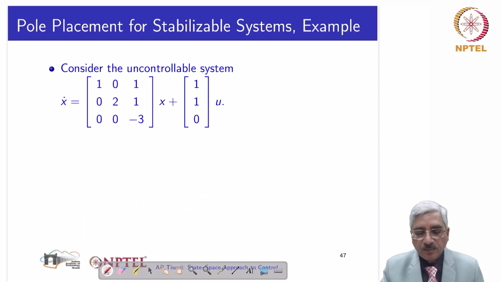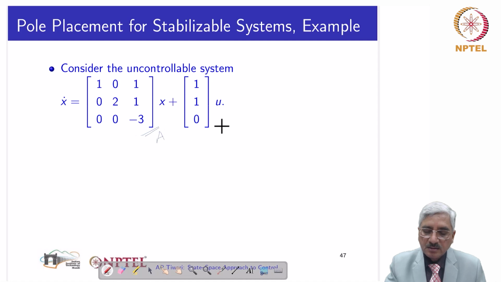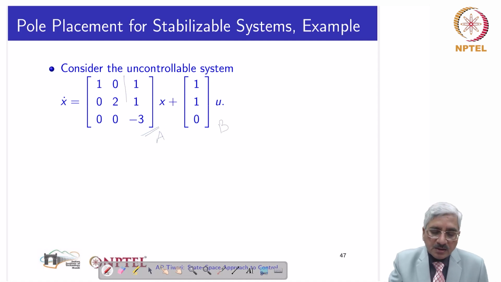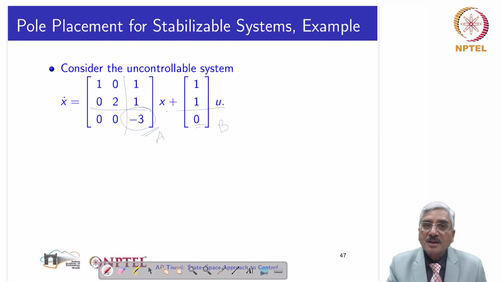We see, with the help of this example, we have this uncontrollable system. This has the A matrix, this has the B matrix. Now it is easy to see that this uncontrollable part is separated, the corresponding element in the B matrix is 0, and that is how it is uncontrollable.